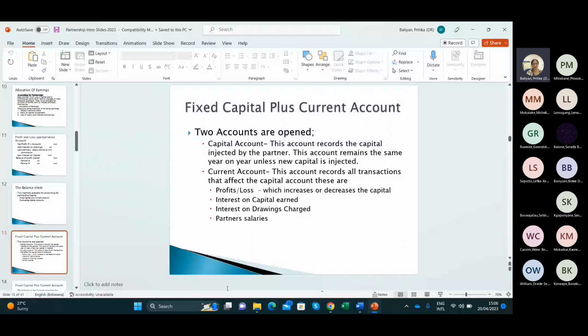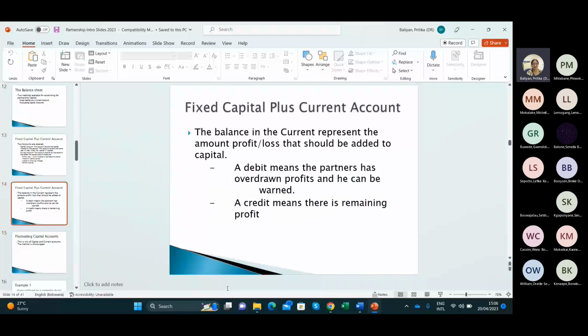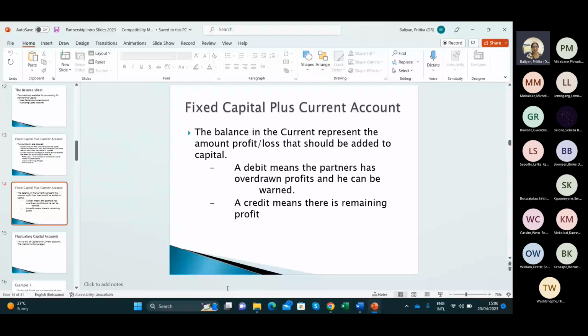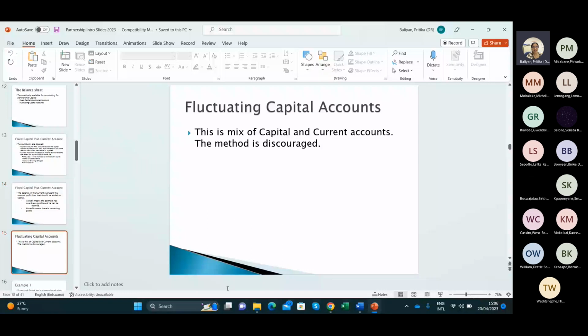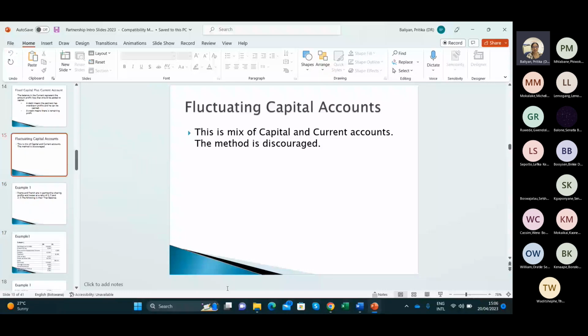In current account, this account records all transactions that affect the capital in terms of having the earned interest on capital, paying the charges, interest on drawing, and the salaries if they are getting. We include all these. And the other method, the fluctuating method, where we combine the capital and the current account together, which is known as fluctuating capital account, which is the combination of capital account and the current account.